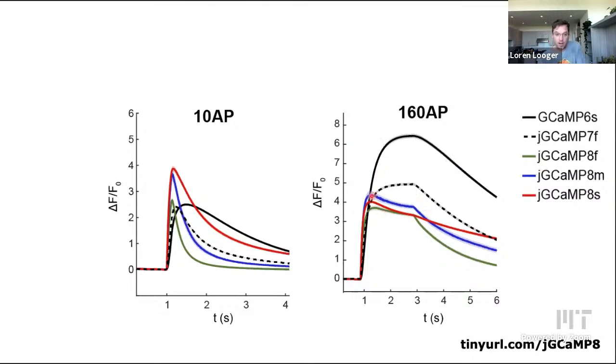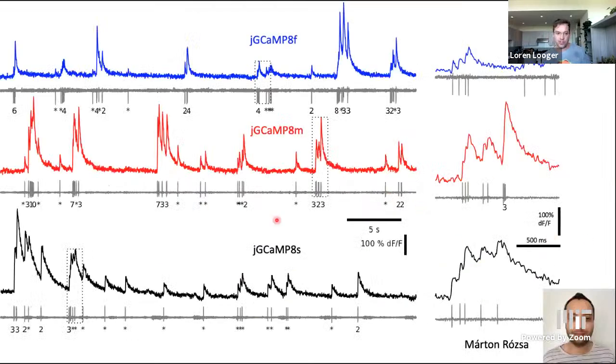But if you're interested in, let's say, single events or spike timing, then you definitely want the new generation of indicators. So that was in cultured neurons. This is in vivo. Martin Rocha and Karel Svoboda acquired this data set. So this is 2-photon imaging with simultaneous cell-attached electrophysiology. So you can see everything looks really nice.